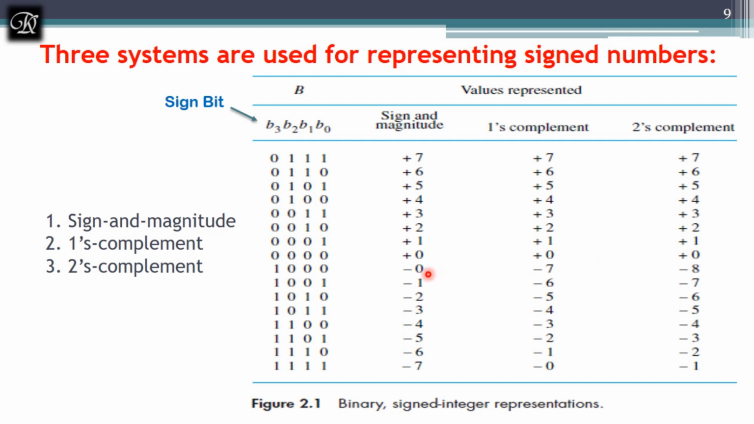Next are the negative numbers. When it is 1 0 0 0, it means negative 0 in sign magnitude, negative 7 in 1's complement, and in 2's complement it is negative 8. Next we have 1 0 0 1, which is negative 1 in sign magnitude, negative 6 in 1's complement, and negative 7 in 2's complement. Similarly, until we find 1 1 1 1, that is negative 7 in sign magnitude, negative 0 in 1's complement, and negative 1 in 2's complement.